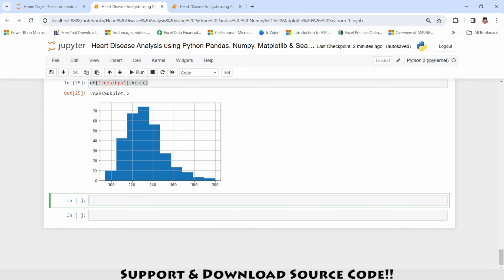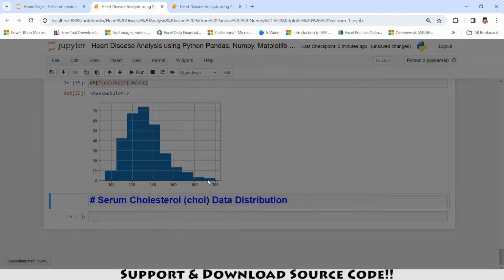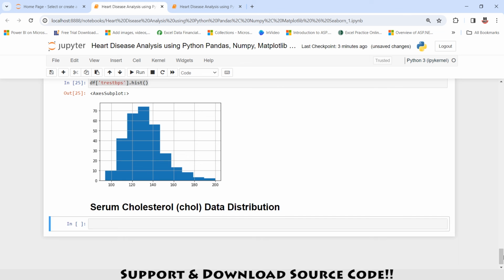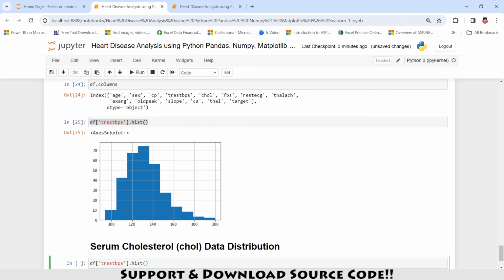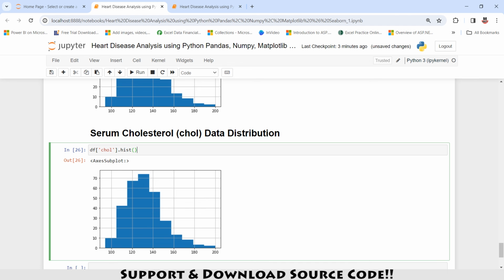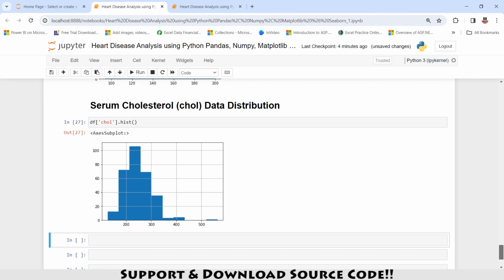Now we are going to check the data distribution on the basis of serum cholesterol. From here I will select this heading. Okay, shift enter from my keyboard, and I'm going to copy this data. The serum cholesterol column is this one, chol. I'm copying this here and again I will press shift enter. So this is my data distribution for serum cholesterol.